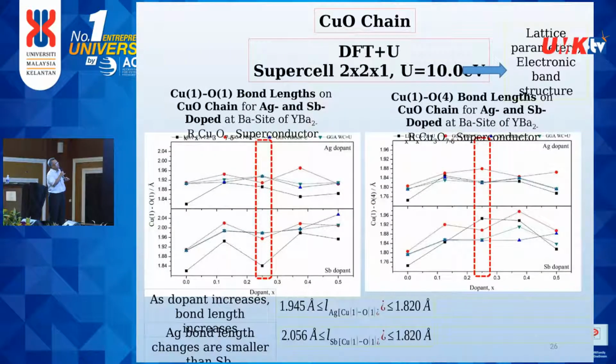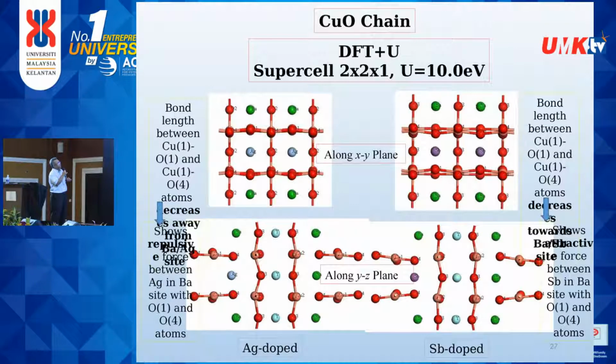All right, so using DFT plus U, we apply a supercell 2 times 2 times 1, and we use U equal to 10 electron volt. So we can see as dopant increases, bond length increases, and bond length changes are smaller than for antimony. So we can see the difference between antimony and silver, right? So this is what actually happened at the copper oxide chain.